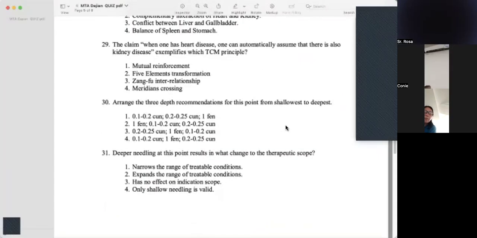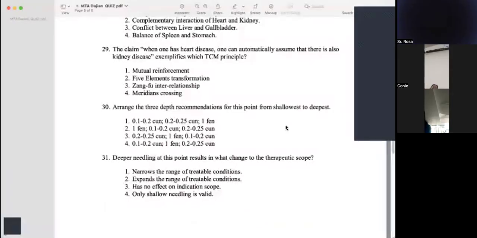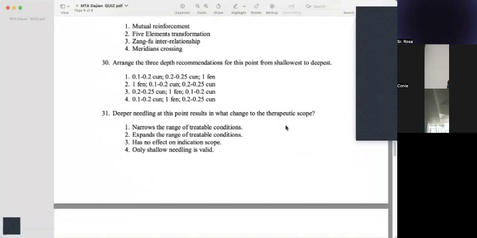The claim, when one has heart disease, one can automatically assume that there is also kidney disease. Ay, ganun pala yun. Exemplifies which TCM principle? Zhangfu. Is it true? Hindi ko rin alam, Doc. Pero firewall. Okay, Zhangfu.